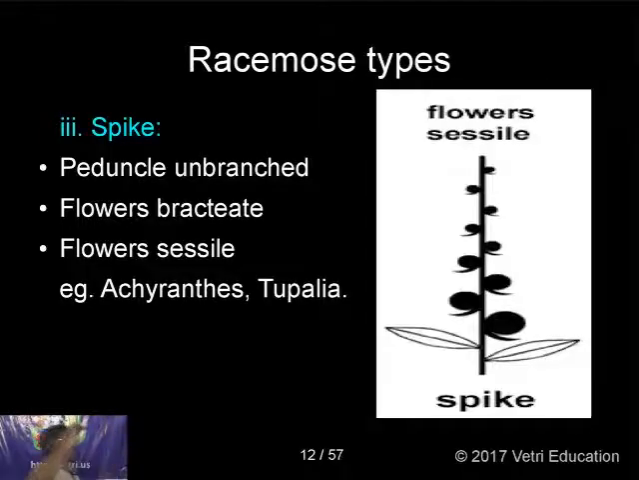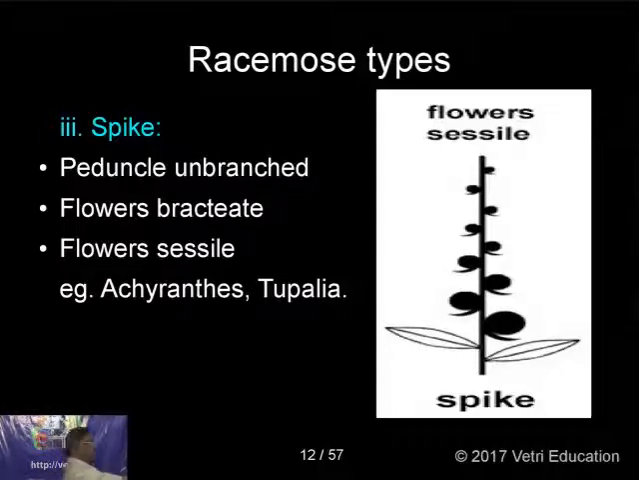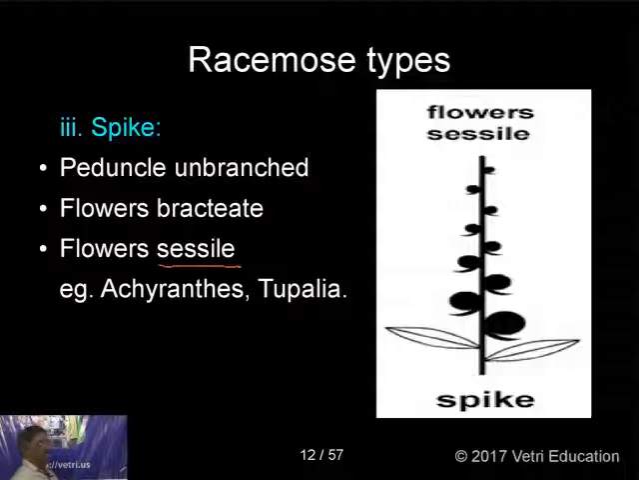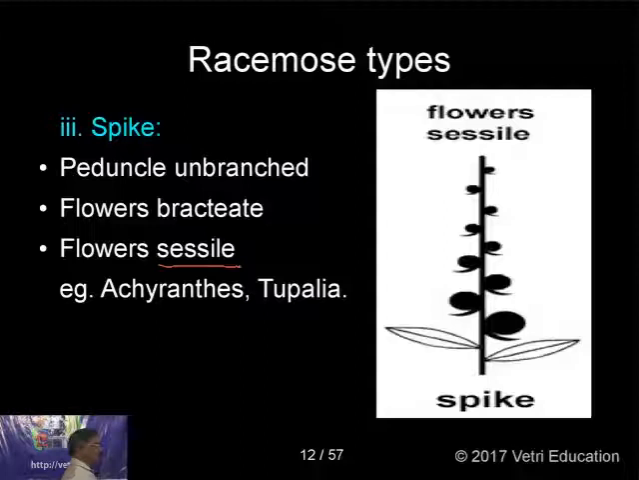The next type, spike inflorescence. Here the interesting thing is the peduncle is unbranched, and the flowers are bracteate and sessile. That is very important here. In the spike, the flowers are sessile. Sessile means no pedicel. Here the bract is there, and in the axil of the bract the flowers are arranged. Examples: Achyranthes and Tulipa, these are examples of spike inflorescence.